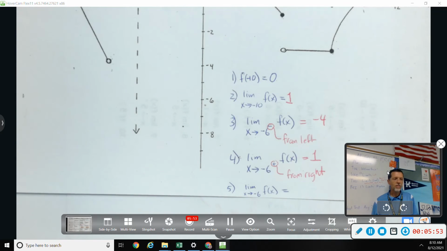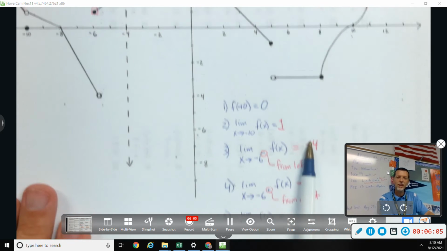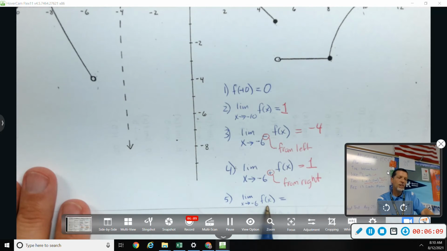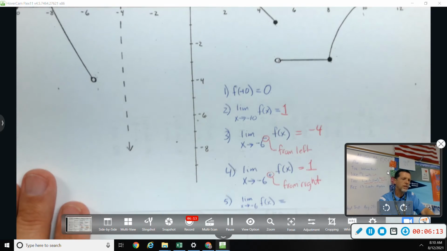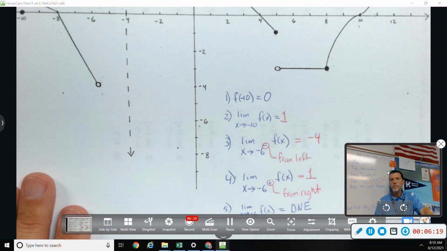Good questions. So how about number 5? As x approaches negative 6, but it doesn't specify from the left or right, which means we have to think about both of them. Well, we already said from the left it was negative 4. From the right it's positive 1. So overall the limit is, yeah, you're right, it doesn't work. D and E. There's not a limit there. It's got to go to a point, not different points.